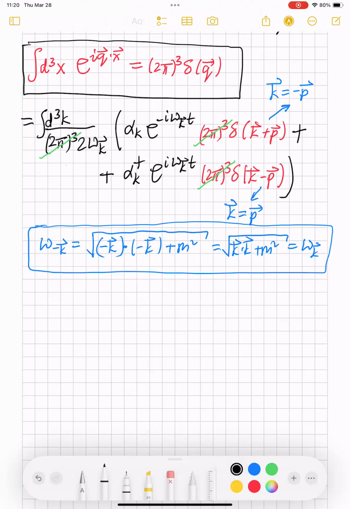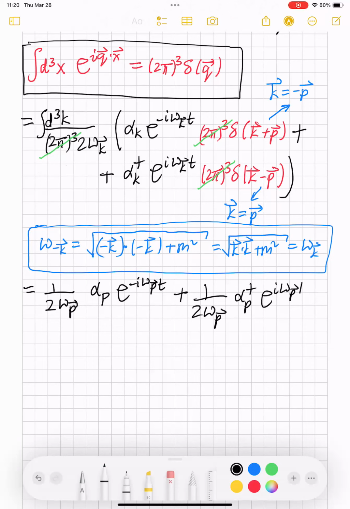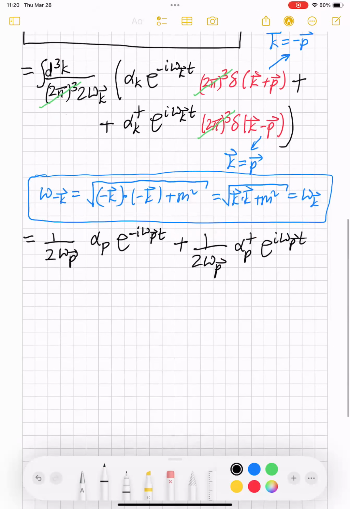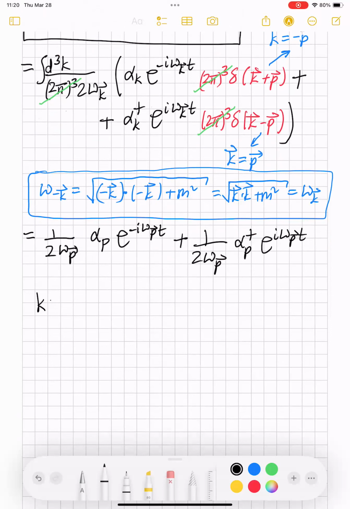I'm going to freely use that. Okay. So now what do we get? Well, I'm actually going to do the integral over d3k. So I will have, from the first term, 1 over 2 omega minus p, but omega of minus p is equal to omega p. Then we'll get alpha p e to the minus I omega p t. And from the second term, we've got 1 over 2 omega p alpha p dagger e to the I omega p t. And let me just make one more comment. The oscillator alpha k was indexed by a full momentum k mu. And this is equal to omega k and spatial k.